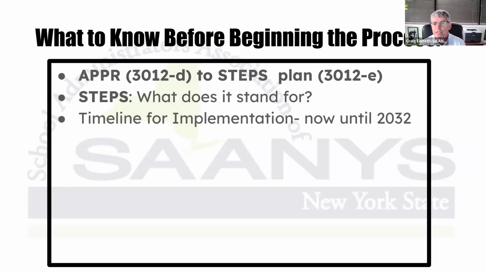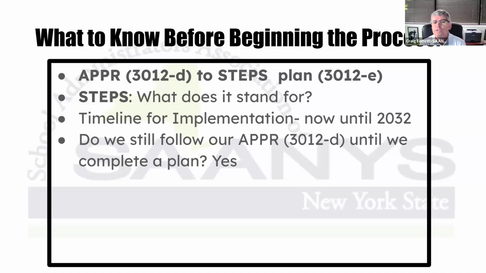Timeline for implementation. You can start, some districts already have theirs in place and are working under them. Others, not so much, but you have until 2032, any point from now until then, to get yours in and approved by state ed, but it must be done by 2032. Do you still have to follow our 3012D, our APPR, until we complete a STEPS plan? The answer is yes. You will continue to operate under your APPR, which each year superintendents will go in and portal. Usually there's not any changes at this point, but yes, operate under your APPR until you have a STEPS plan in place, a negotiated STEPS plan.